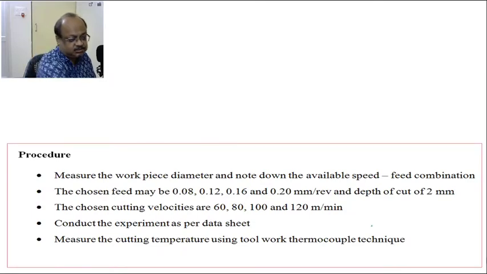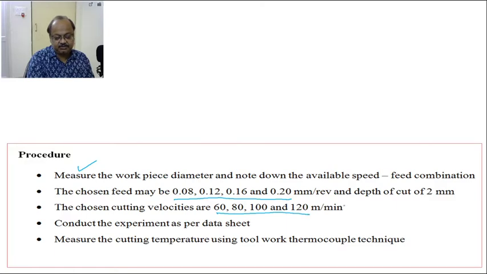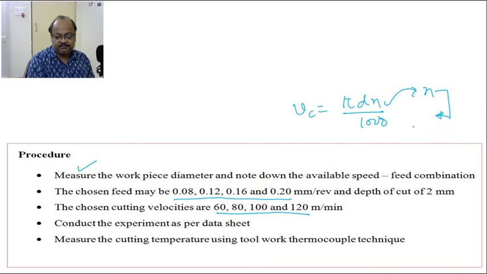So what is the procedure? The procedure remains same. You measure the workpiece diameter, find out what are the feeds available. These are the feeds available. These are the speeds. To achieve that, using VC equal to pi dn by 1000, you find out what are the Ns to be achieved, and using the variable frequency drive of the lathe, any rotational speed within a given range can be achieved. Conduct the experiment as per data sheet. Measure the cutting temperature using the technique that we have discussed, which is tool work thermocouple technique.